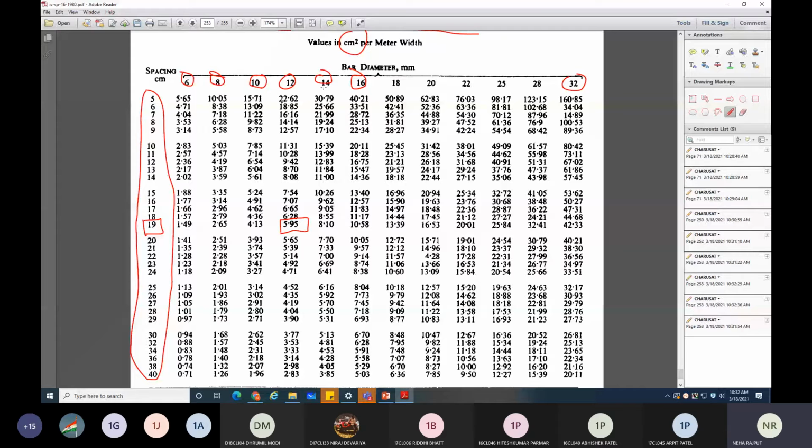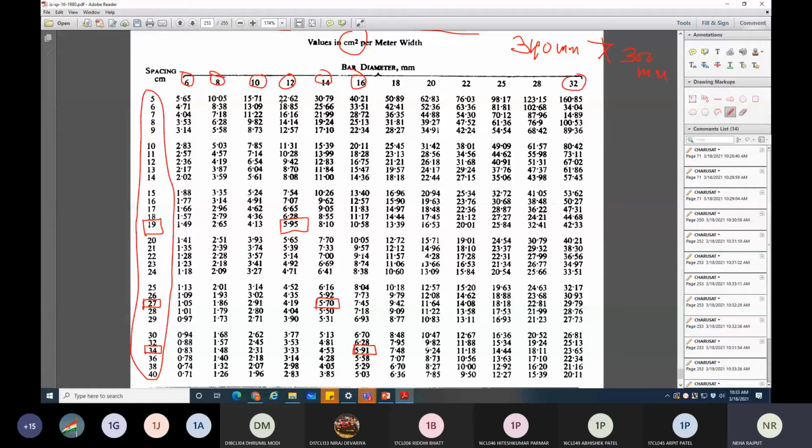If you wish, you can use 14 mm diameter also. For 14 mm diameter, you can consider 5.70, and that spacing is 27 centimeters, so 270 mm. If you wish, you can take 16 mm diameter. For 16 mm diameter, you can consider 5.91, which is more than 5.68, and the spacing is 34 centimeter. But as spacing is 34 centimeter, meaning 340 mm, as per codal provision in slab, your spacing should not be more than 300 mm for the main bar.